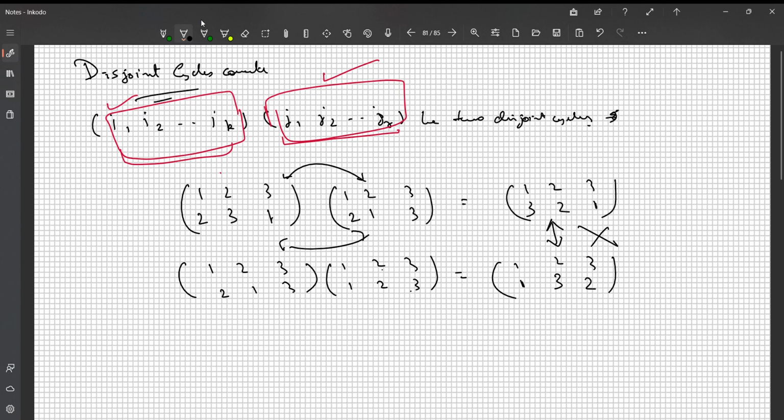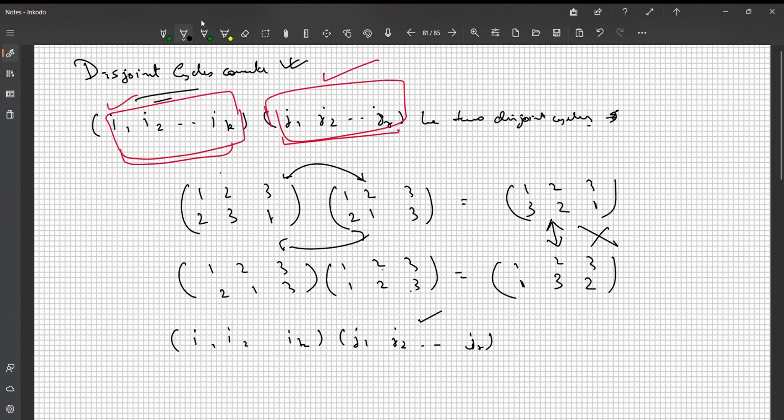Or let us just think of it like this. If there was no element common in between them, then they would have no relation in between them. So multiplying them from either side will cause no difference. That is what I am trying to say. And that is the reason why disjoint cycles will commute.